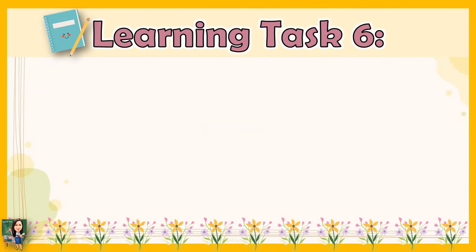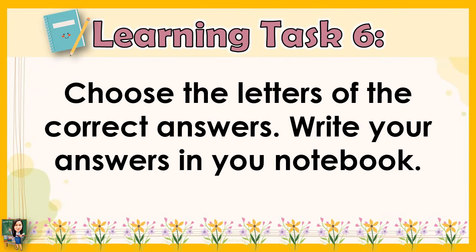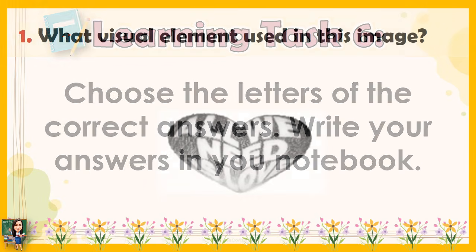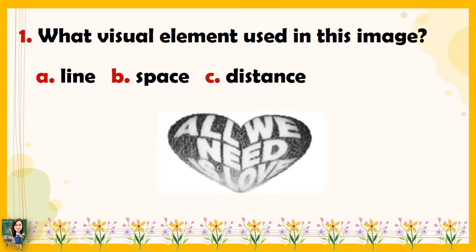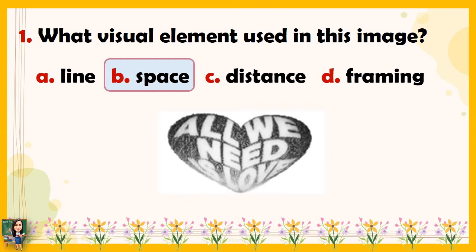Learning task 6. Choose the letters of the correct answers. Write your answers in your notebook. Number 1. What visual element is used in this image? A, line, B, space, C, distance, D, framing. What is the answer? Very good. The correct answer is letter B, space.